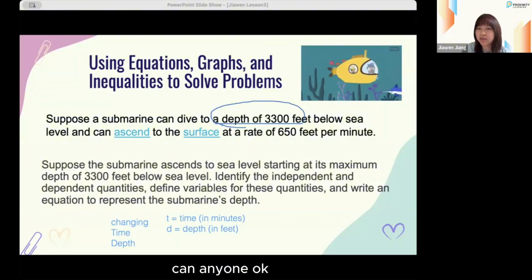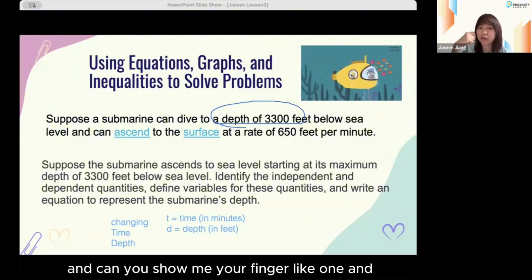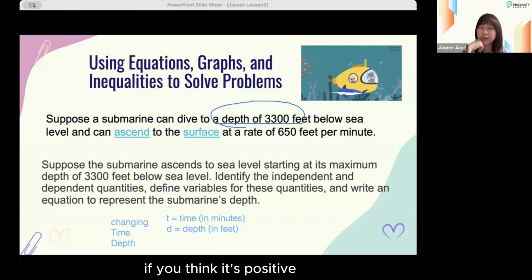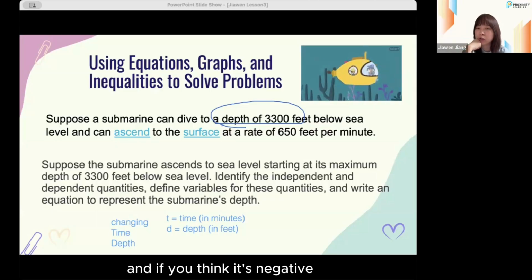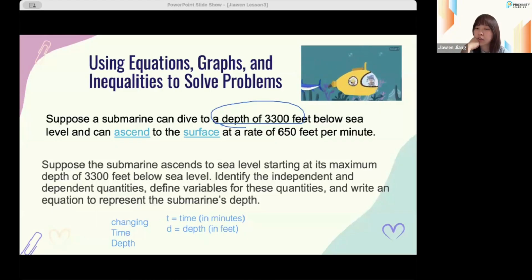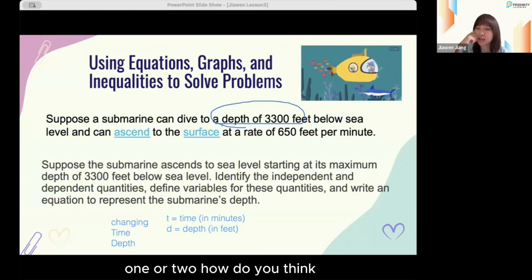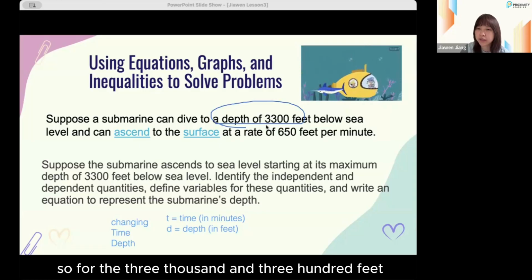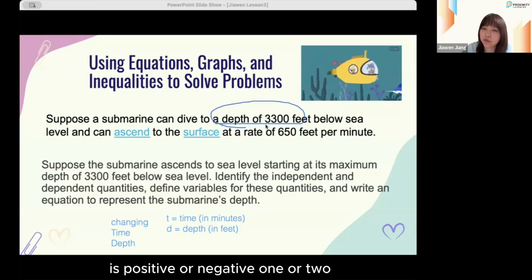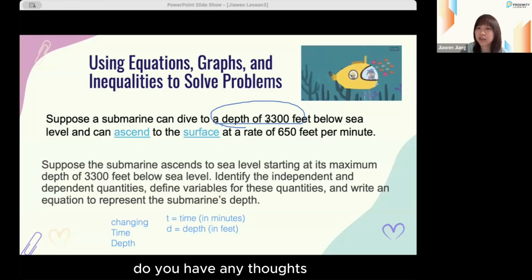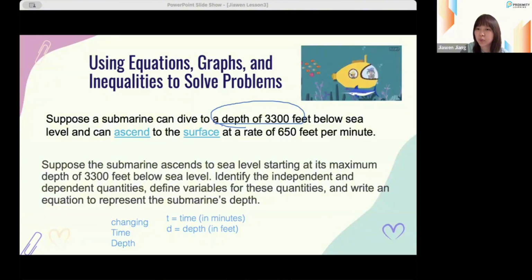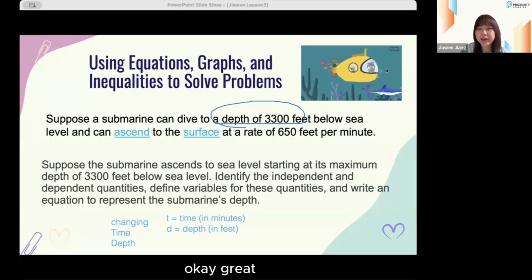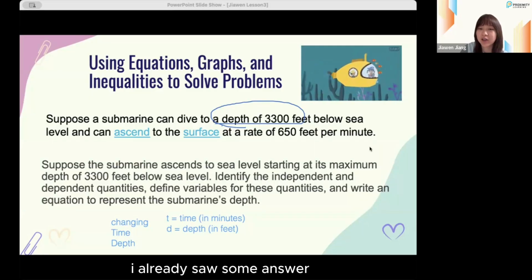If you think it's positive, can you show me one finger? And if you think it's negative, can you show me two fingers? 1 or 2, what do you think? So for the 3,300 feet, is it positive or negative? 1 or 2? Okay, great. I already saw some answers.